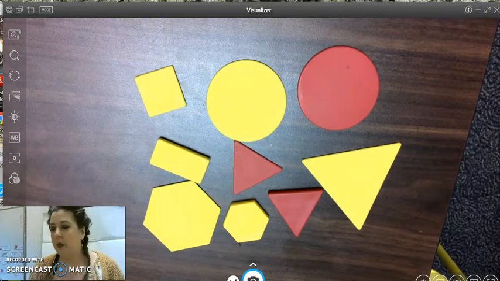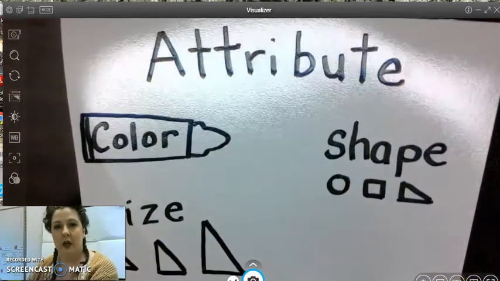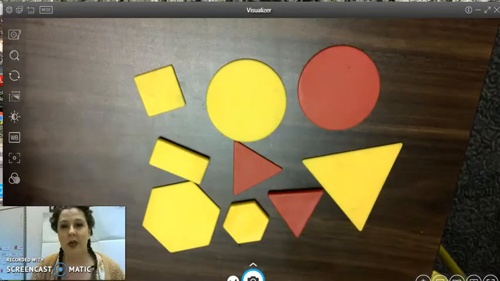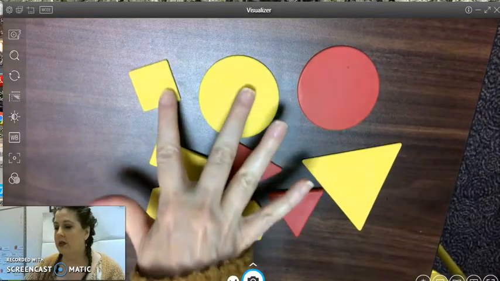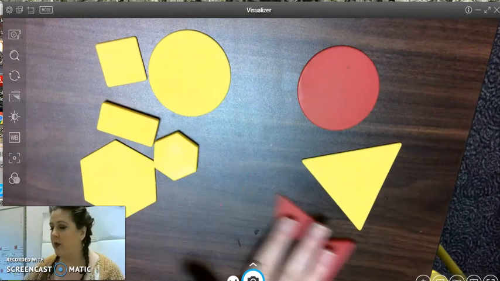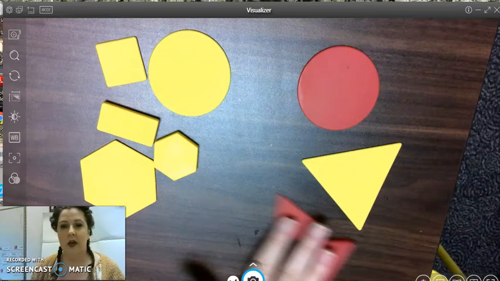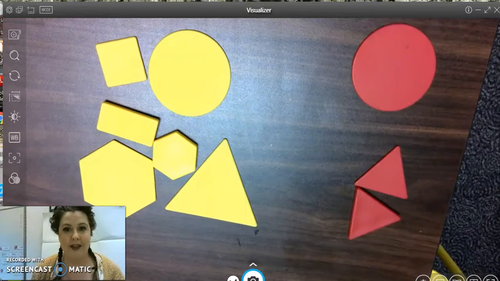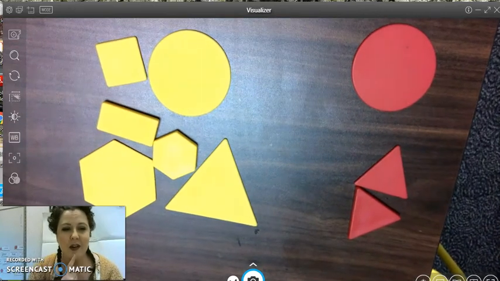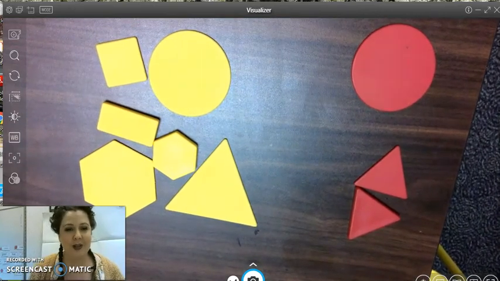So let's look back at our poster that we just were making, our chart that we just made. One way I could sort my attribute blocks would be by color. So I could make a group of attribute blocks that are yellow, and then I could put another group that are red. So I have yellow blocks, red blocks. Can you think of another way that I could sort them?